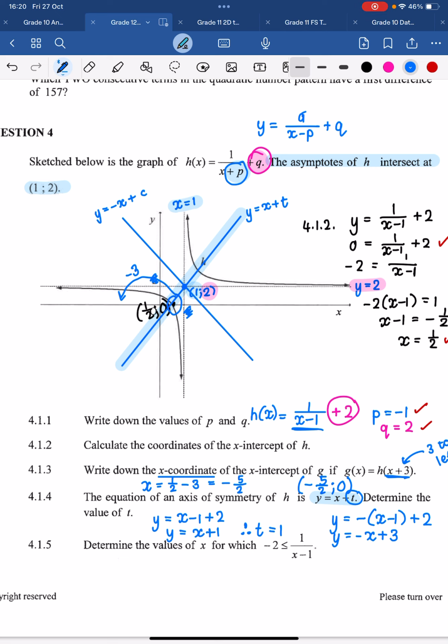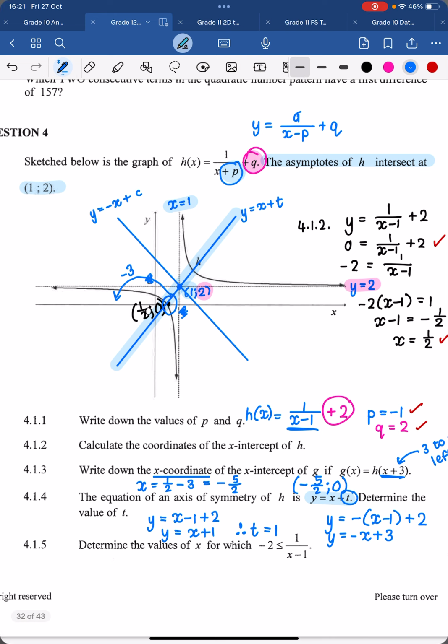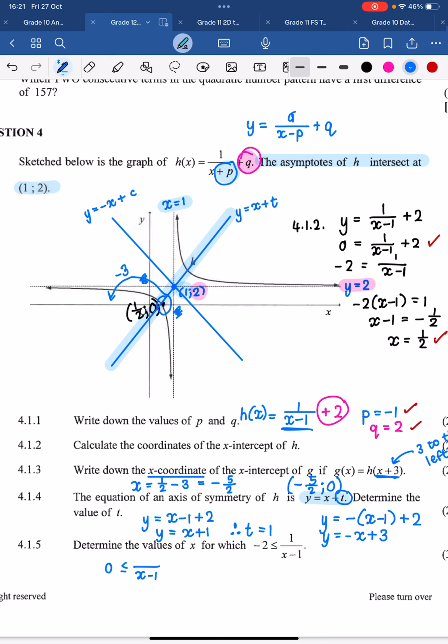Now the problem is we don't have the graph of 1 over x minus 1. We do have the graph of 1 over x minus 1 plus 2. So I'm going to have to move this minus 2 over to that side so that I actually have the equation of the graph on the one side of the inequality. So we are going to do that quickly. We are going to move this minus 2 over. And when I move this minus 2 over, I'm going to have a 0, right? So I'm going to have 0 smaller than or equal to 1 over x minus 1 plus 2.